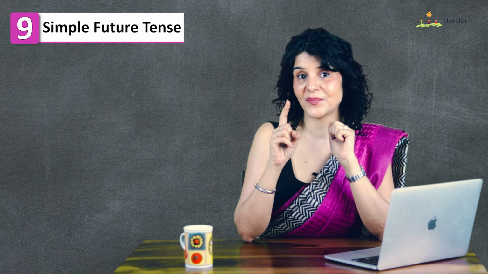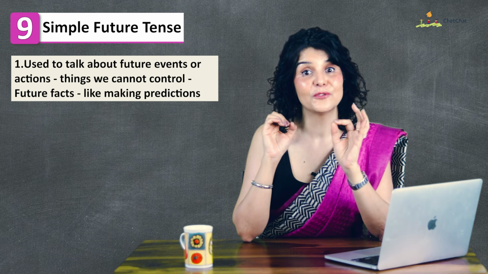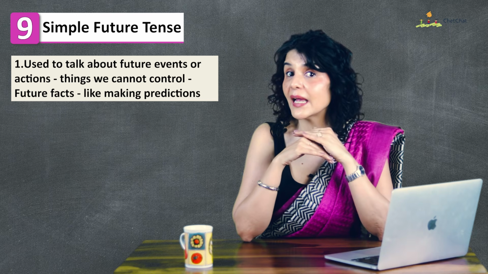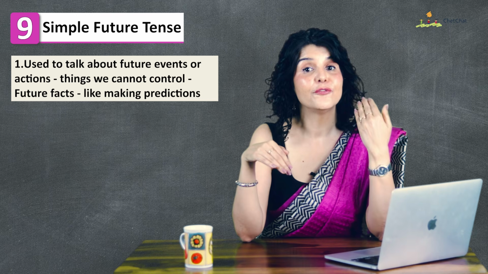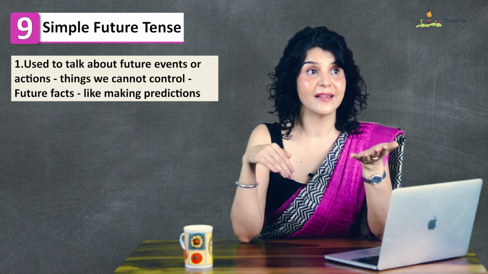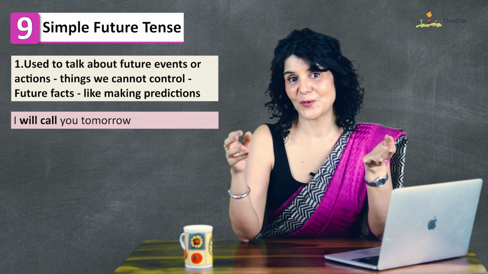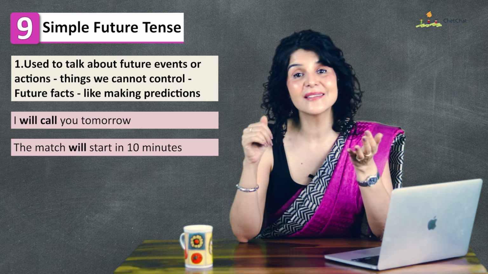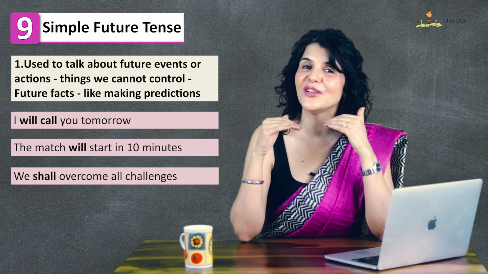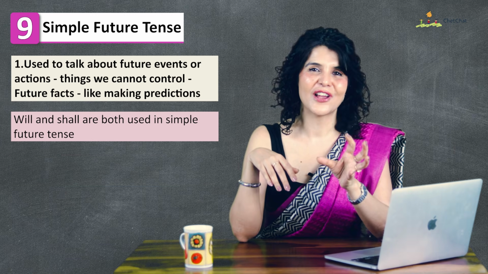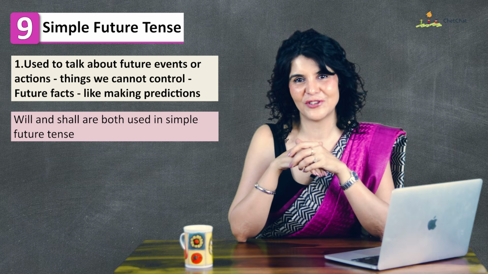Use number 1. The simple future tense is used to talk about future events or actions that we cannot control. They are future facts, like you're making a prediction. I will call you tomorrow. The match will start in 10 minutes. We shall overcome all challenges. Will and shall are both used in simple future tense.